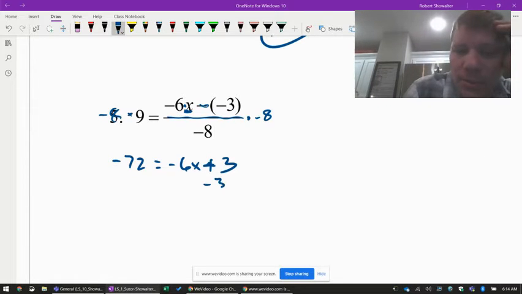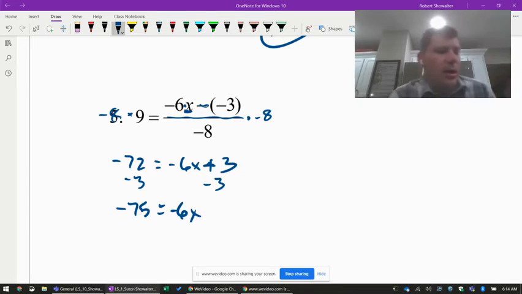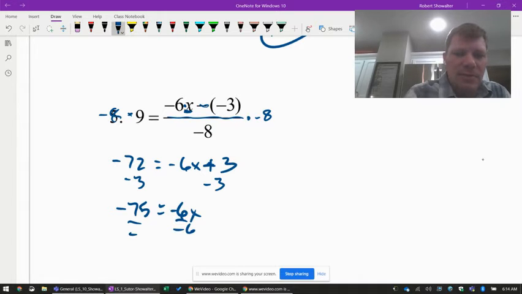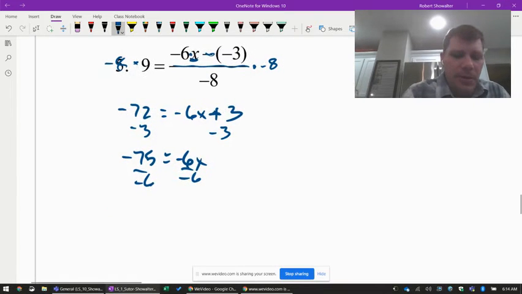And then, just like before, minus 30. So negative 75 equals negative 6x. Now, I don't know what that is off the top of my head. When I divide by negative 6 and negative 6, I'm going to type it in my calculator.